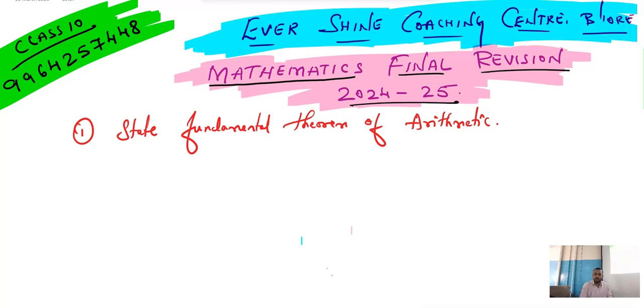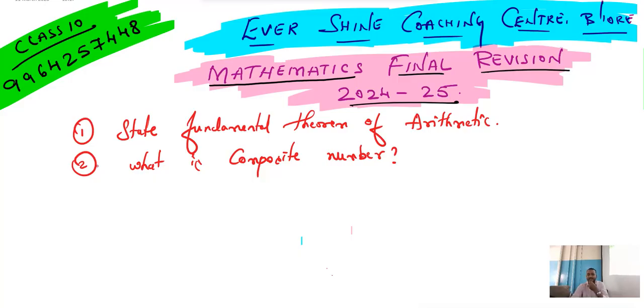Next, take down the second question. What is a composite number? Take down the answer. Any number which is not a prime number is called a composite number.